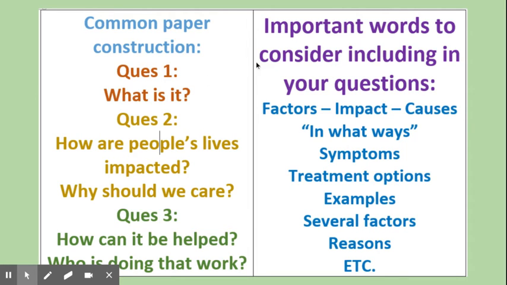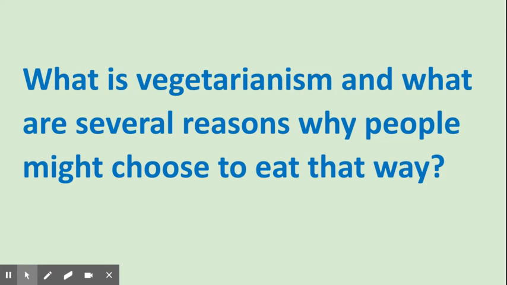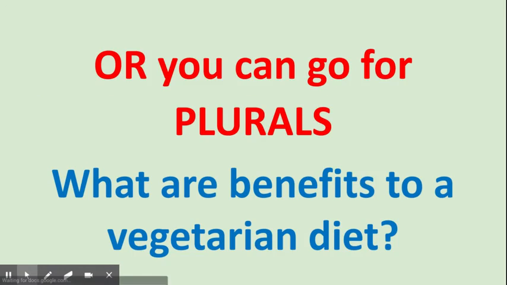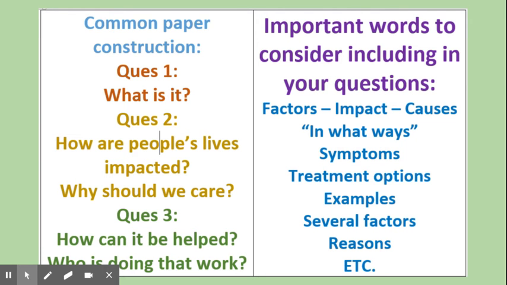Now, not only is the question itself really important, but the order is very important. We only need 3 questions, but we want to begin at the beginning. For most people, this is very common paper construction for most topics. At the beginning, we want to have something about what it is, right? If we look back to our last example, what is vegetarianism and what are several reasons why people might choose to eat that way? We define what it is that we're talking about.